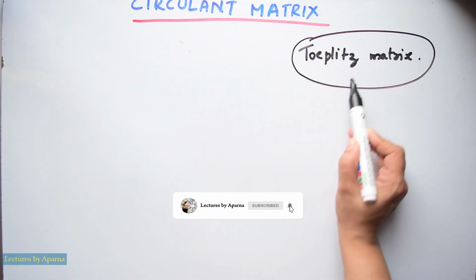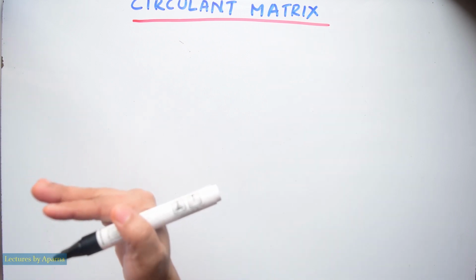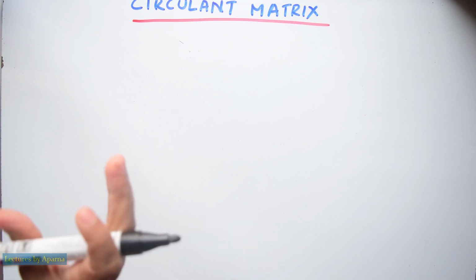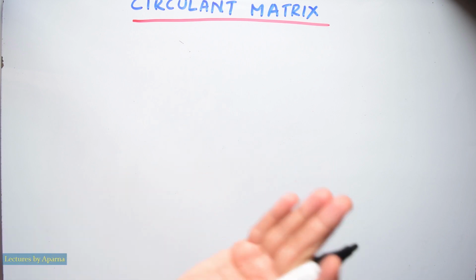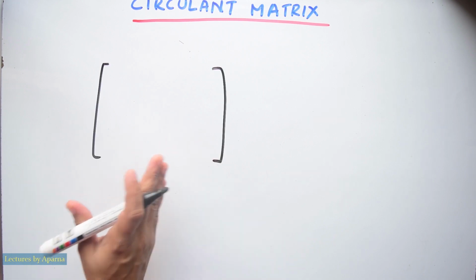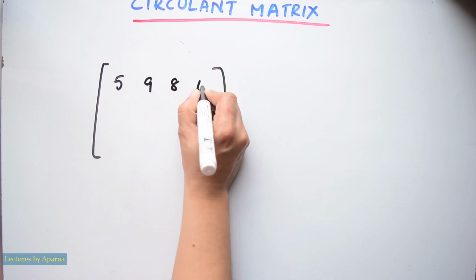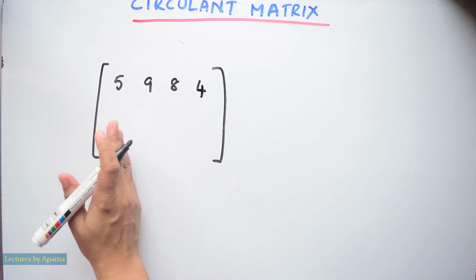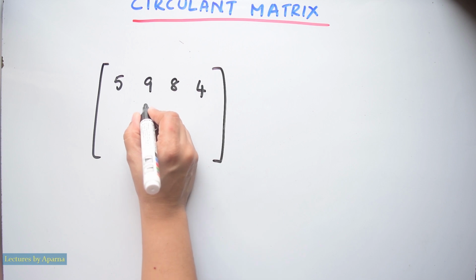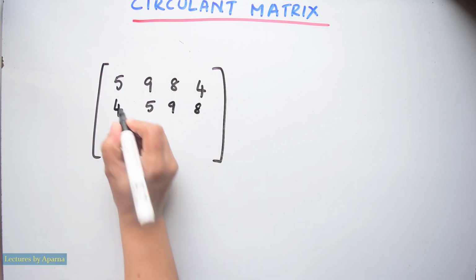Circulant matrix is a particular type of Toeplitz matrix. Circulant matrix is a square matrix in which each row vector is rotated one element to the right relative to the preceding row vector. I will show how to write a circulant matrix. Suppose I am writing the first row of a matrix as 5, 9, 8, 4. Now in the second row, I have to shift this first row to the right by one position. So it will be 5, 9, 8. This 4 will be coming here.